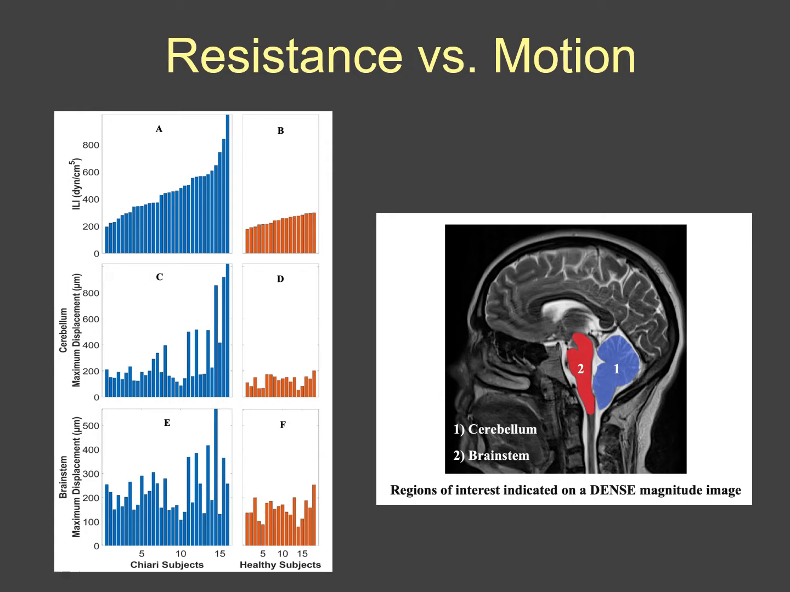The next pane, the middle pane, C and D, is the maximum displacement in the cerebellum, and E and F is the maximum displacement in the brainstem. There you see that the maximum displacement coincides with some of the high longitudinal impedance above it, but not all of them. And if you look at the healthy controls, it really doesn't seem to make any difference what the impedance was compared to what the motion is going to be.